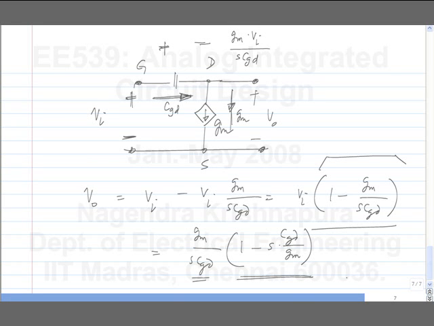Any thoughts on how you will get rid of the 0? If I wanted to eliminate the 0, what should I do? Just look at the equations, which term should I get rid of here? Remove VI. So I have VI minus VI GM by SCGD. If I didn't have this, I would just have the integrator. Is there some way I can do that?